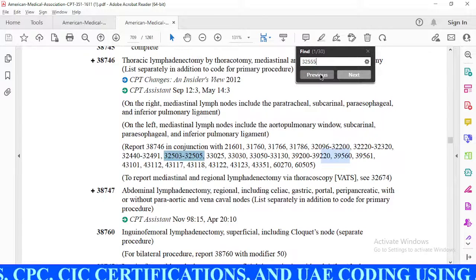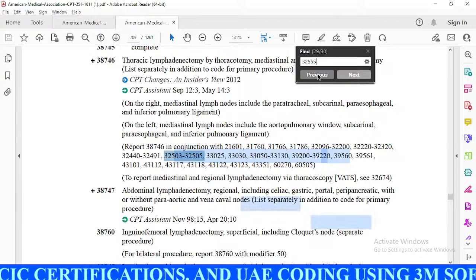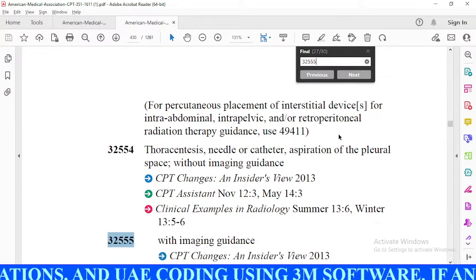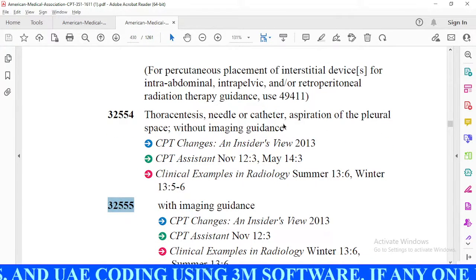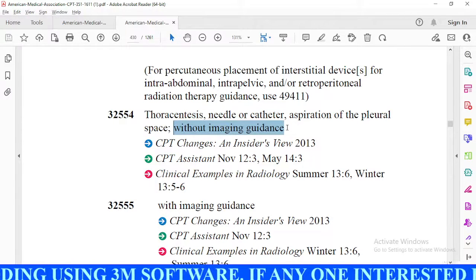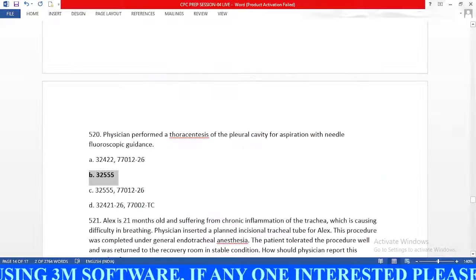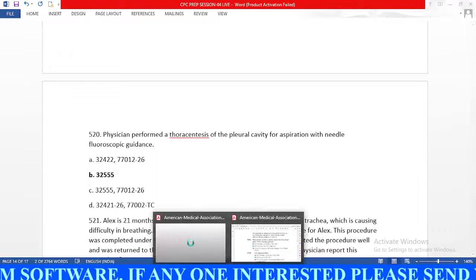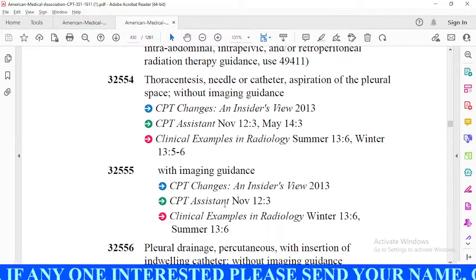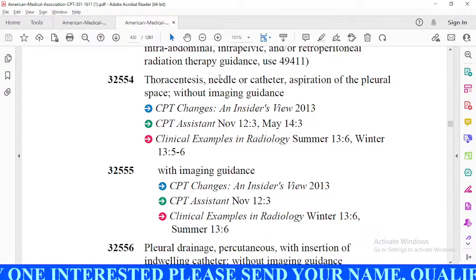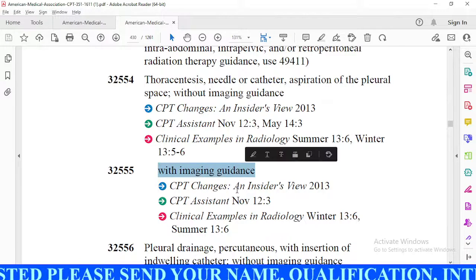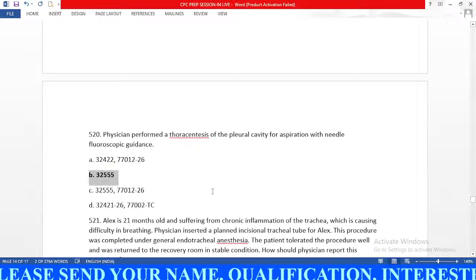Now we are searching for 32555. See here, thoracentesis, needle or catheter, aspiration of the pleural space. So 32554 is without imaging guidance. In our question, we have imaging guidance, which is fluoroscopy. So directly we can write thoracentesis, needle or catheter, aspiration of the pleural space with imaging guidance. Here we no need to code the fluoroscopy code additionally.